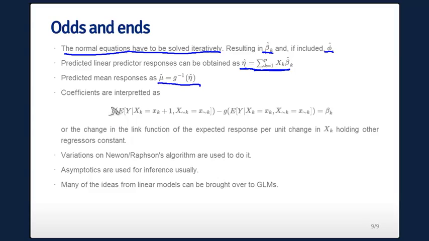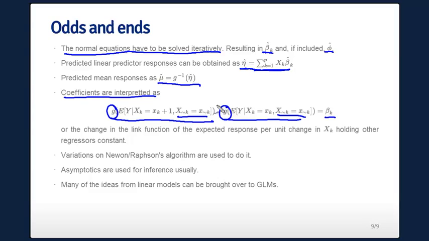Our coefficients are interpreted on the link function scale. So it's sort of g of the expected value of a 1 unit increase in a particular coefficient, all the other coefficients held constant, yields beta k. But notice it's done on the link function scale, and we'll go through some examples in the next lecture. It's done on the link function scale, and it's again a 1 unit increase holding everything else constant.